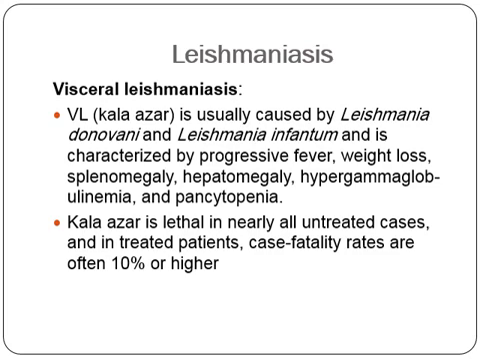It is characterized by progressive fever, weight loss, splenomegaly, hepatomegaly, hypergammaglobulinemia, and pancytopenia. Kala-azar is lethal in nearly all untreated cases, and in treated patients, case-fatality rates are often more than 10%, or around 10%. This shows how serious this disease is.